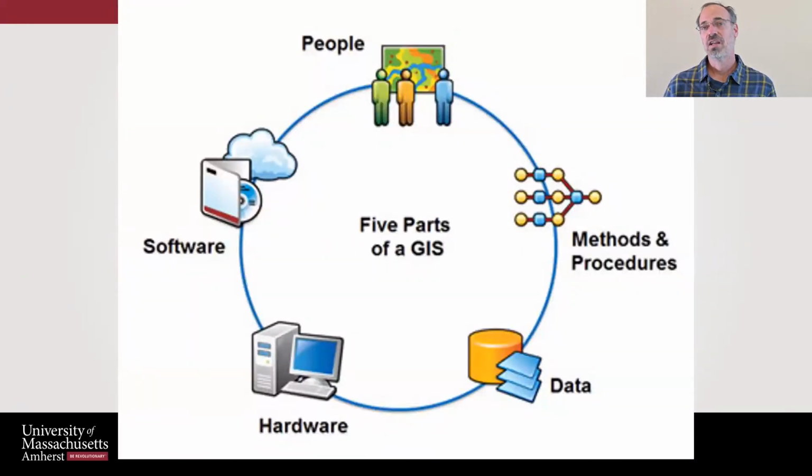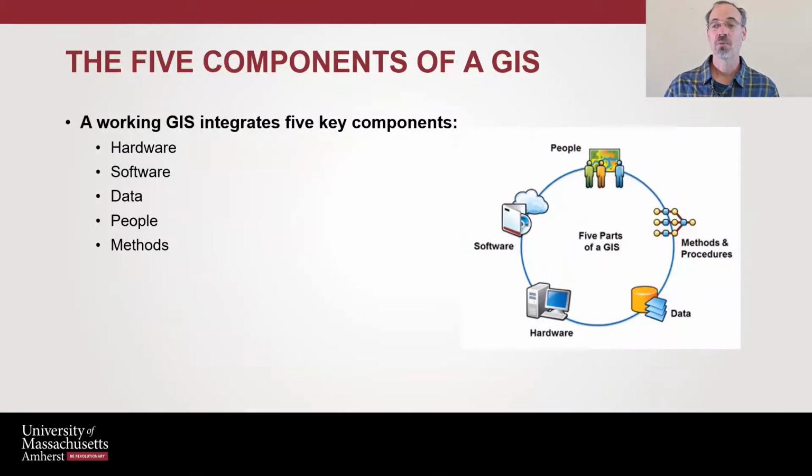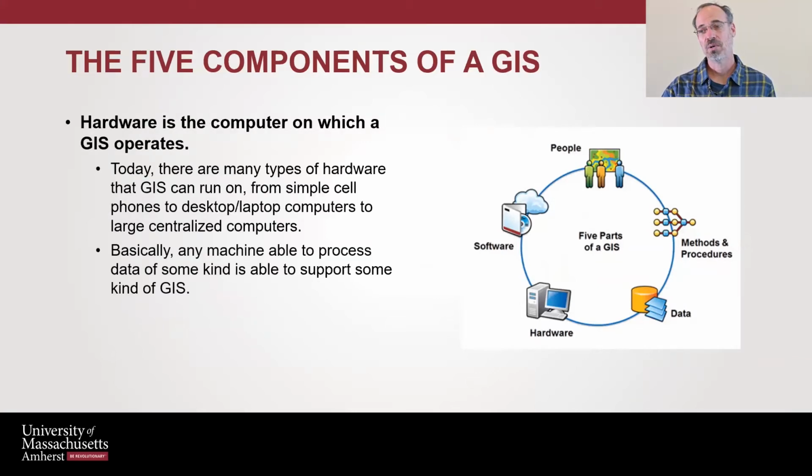GIS technically comprises 5 components. You can see here in this picture the 5 parts of a GIS: hardware, software, data, people, and methods. Hardware is the computer on which a GIS operates. There are many types of hardware that a GIS can run on, from dedicated computers in huge facilities to your cell phone. Anything that can process data of any kind is suitable to run some kind of GIS.